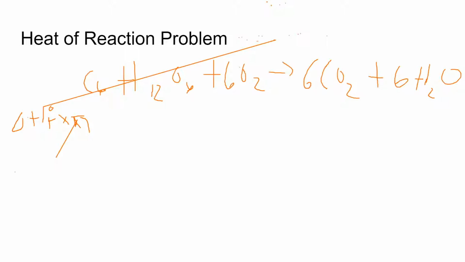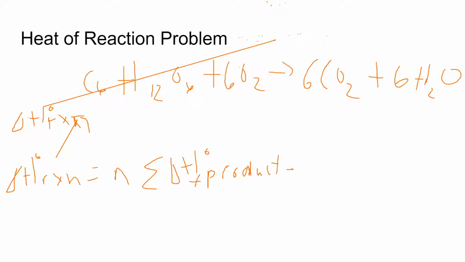Whatever. All right. Delta H reaction is equal to n sigma delta H formation of products minus n sigma delta H formation of reactants. So products minus reactants. That's all you need to know about it. So delta H of reaction.